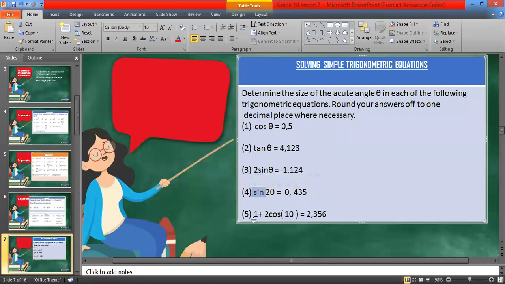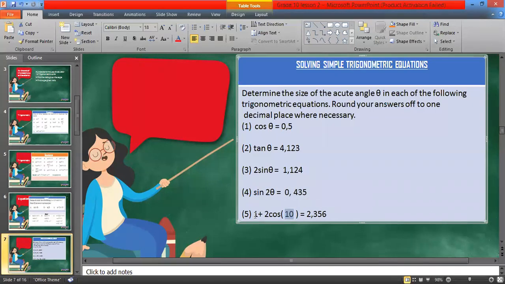Question 5. You need to find the value of theta here. Here you have got it as theta. So to find the value of theta here, what do we do? What do you do? This value is theta. So to find the value here, what do you do?